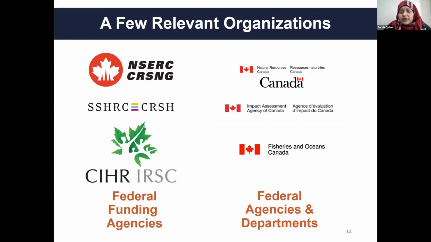Then there are federal agencies and departments. I've highlighted a few, but there are many. There's Natural Resources of Canada, there's the Impact Assessment Agency of Canada, and then there are different departments like Fisheries and Oceans Canada, Health Canada, Transport Canada, and so on. So Natural Resources of Canada, they have sectors such as forestry, minerals, oil, so a lot of it might be relevant to a lot of people in the network.